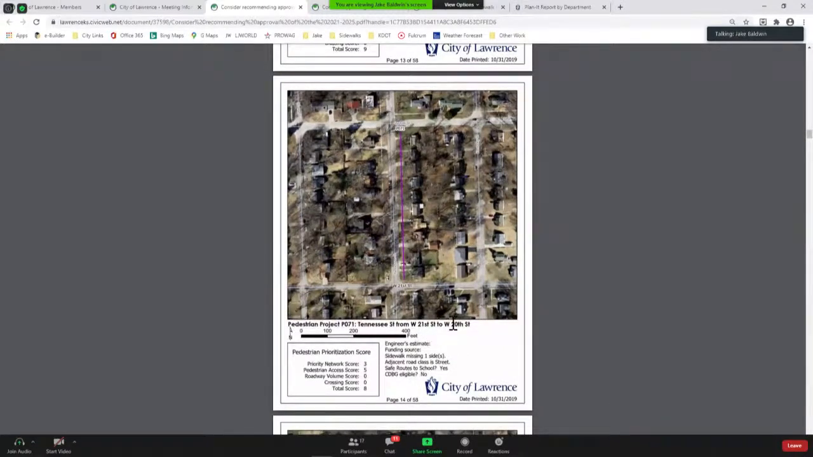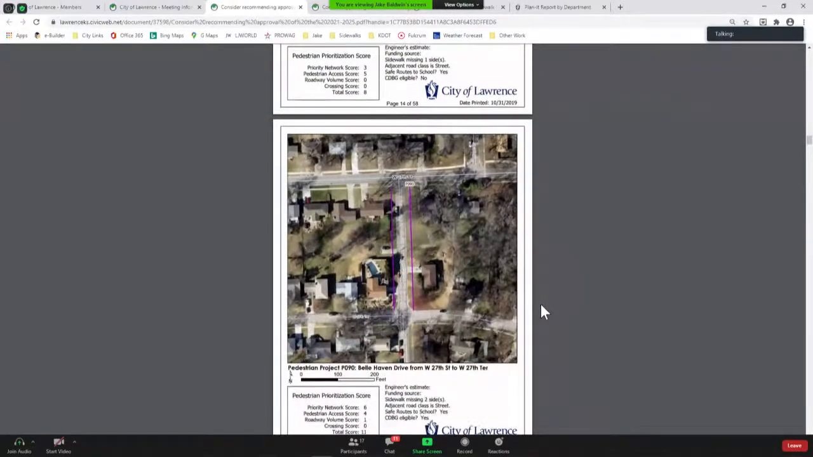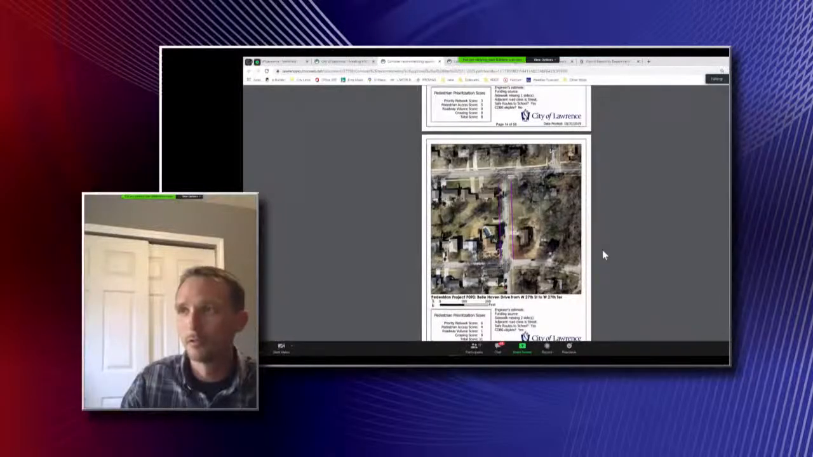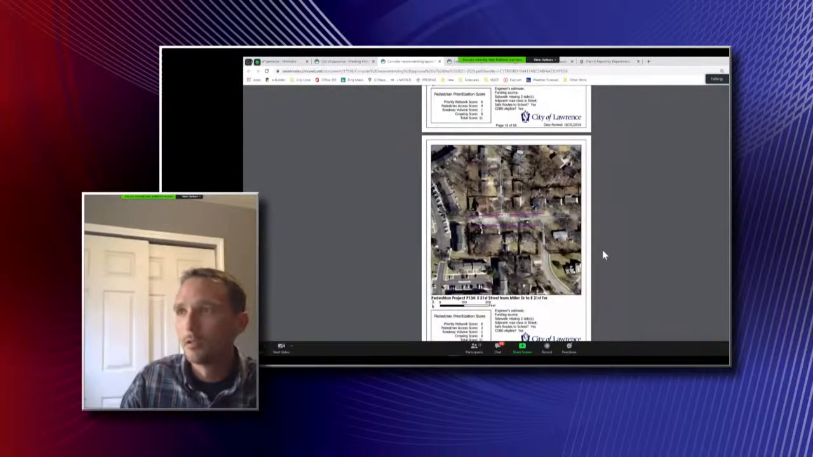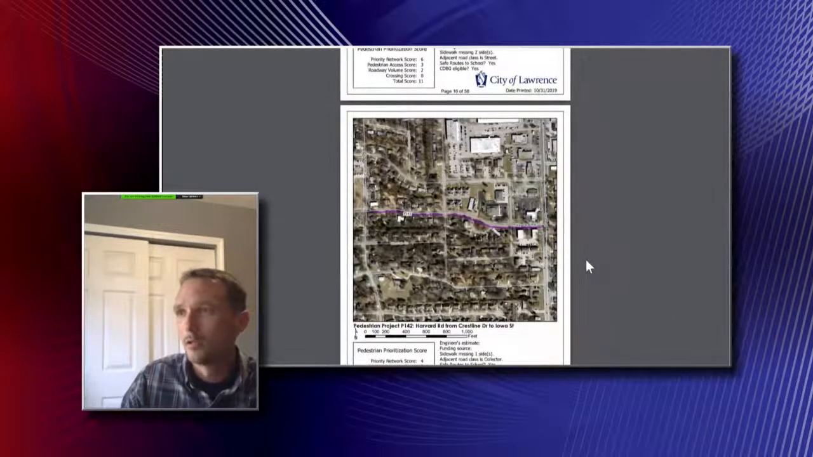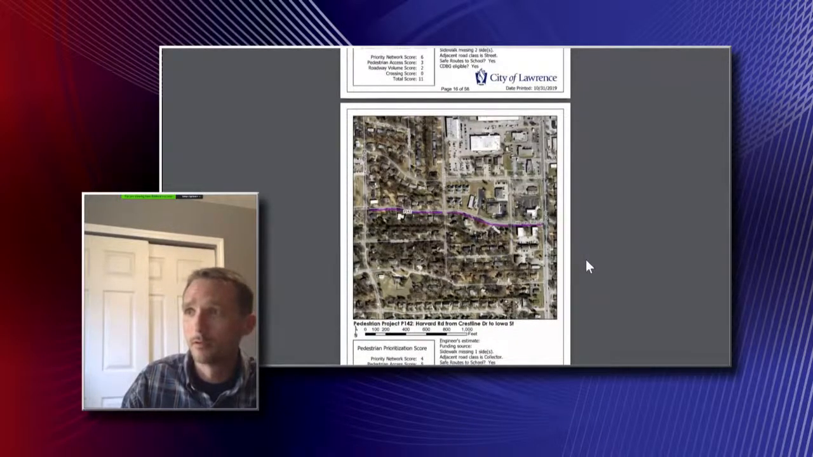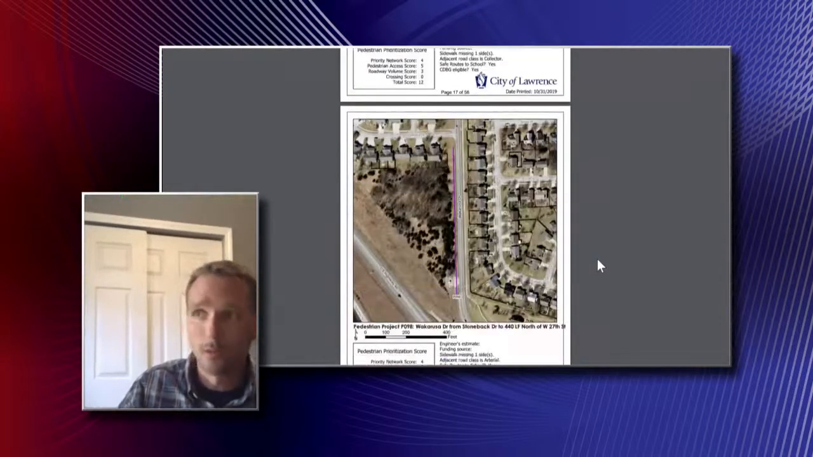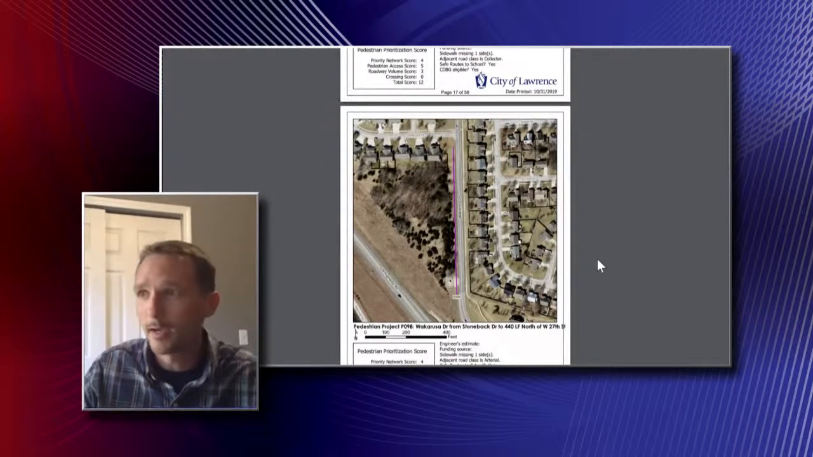P071 Tennessee Street on the west side from 21st to 20th. Both sides of Bellhaven Drive from 27th Terrace north to 27th Street. East 21st Street from Miller Drive to East 21st Terrace. We have Harvard Road from Crestline to Iowa. And then we've got the west side of Wakarusa Drive from Stoneback down to approximately where the new crossing there that KDOT will be putting in.